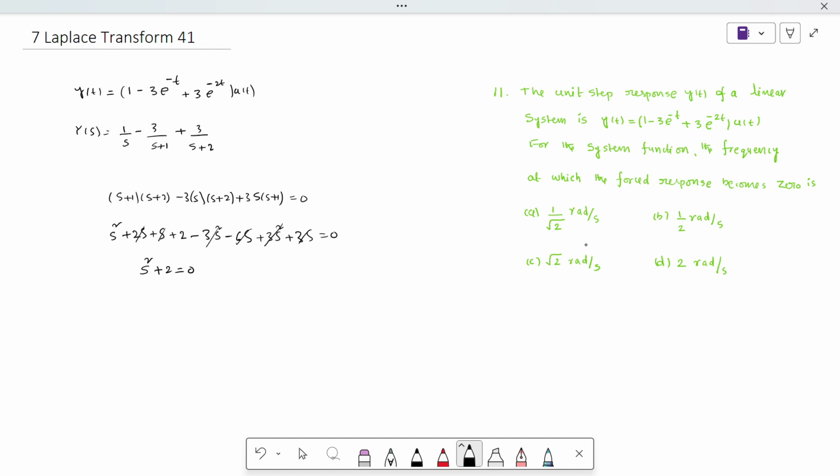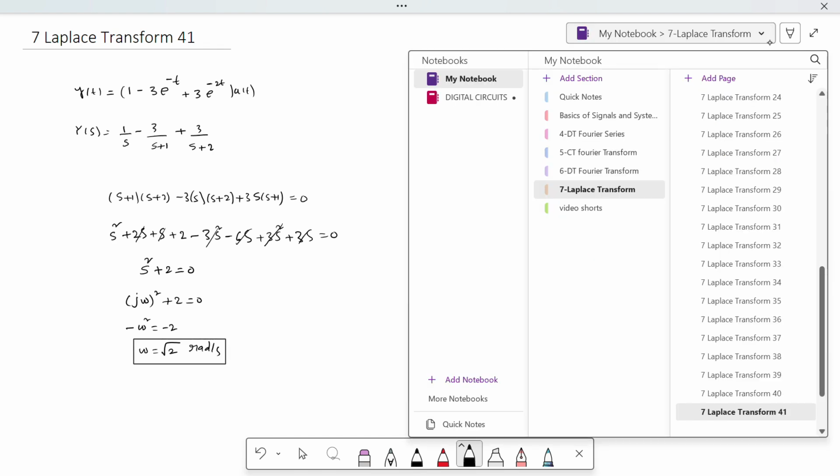Now to find the frequency, substitute s = jω: (jω)² + 2 equals 0, j² equals −1, so −ω² + 2 equals 0, and ω equals root 2 radians per second. So option C.